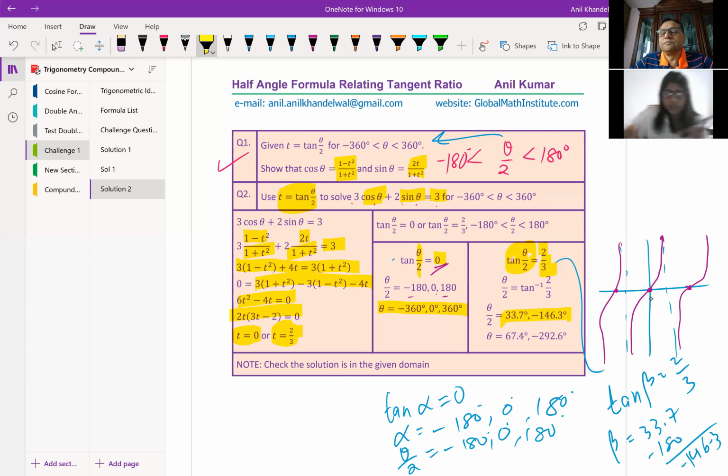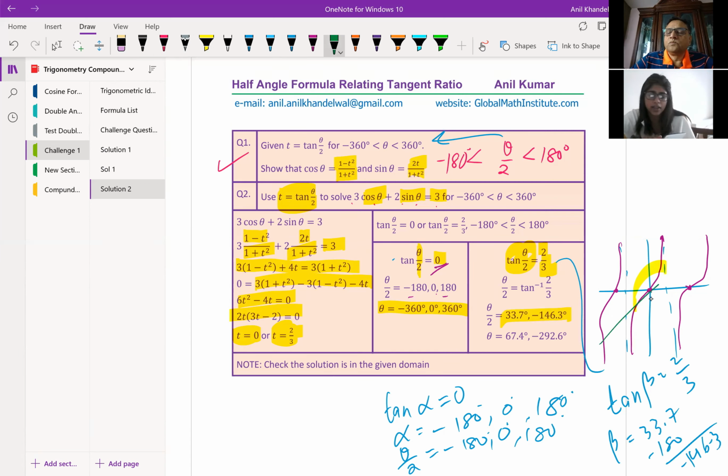But using the CAST rule, if you have 33 there, the other angle will be 180 plus, or minus. You could do either because the period is 180. You'll get the same answer.